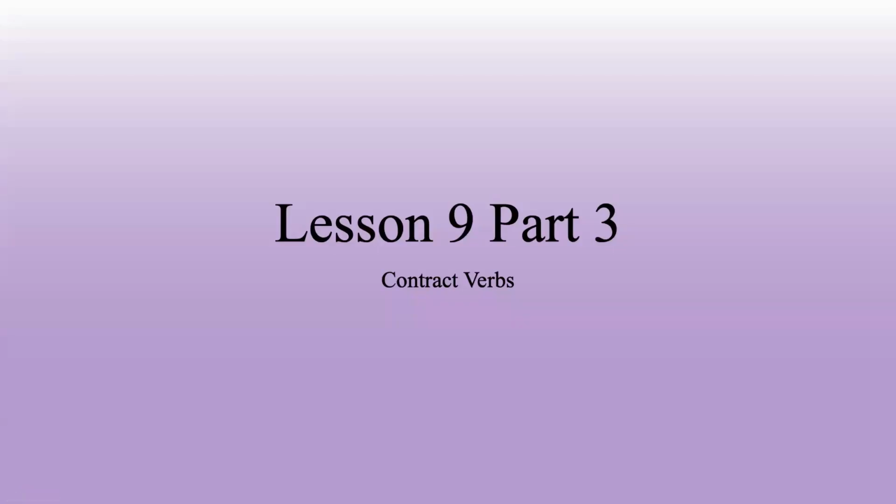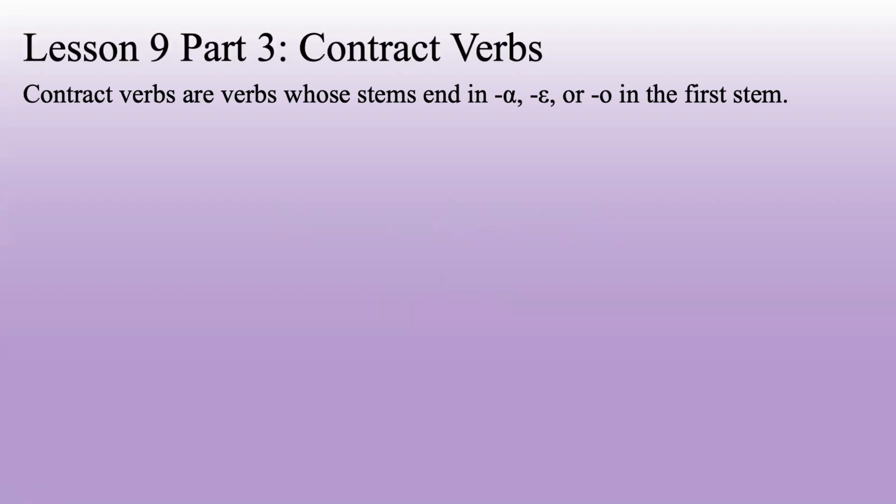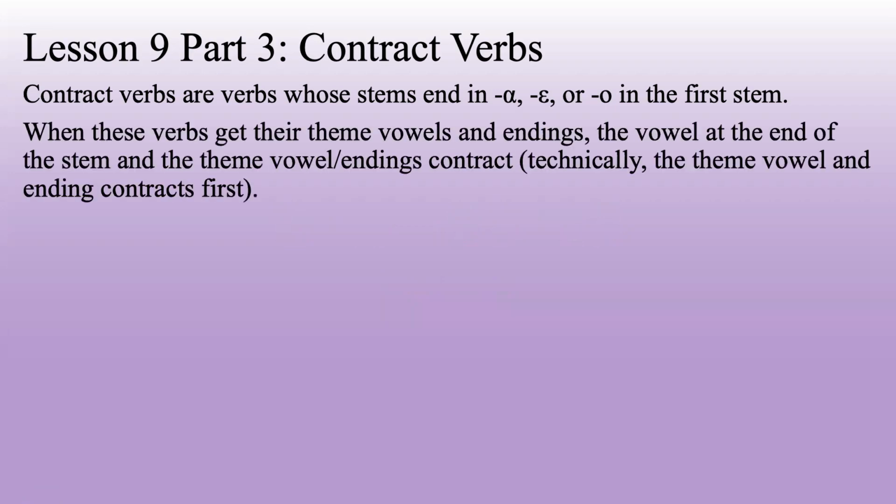Lesson 9, Part 3, Contract Verbs. Contract verbs are verbs whose stems end in alpha, epsilon, or omicron in the first stem. When these verbs get their theme vowels and endings, the vowel at the end of the stem and the theme vowel and endings contract. Technically, the theme vowel and the endings contract first, and then that combination contracts with the vowel at the end of the stem.